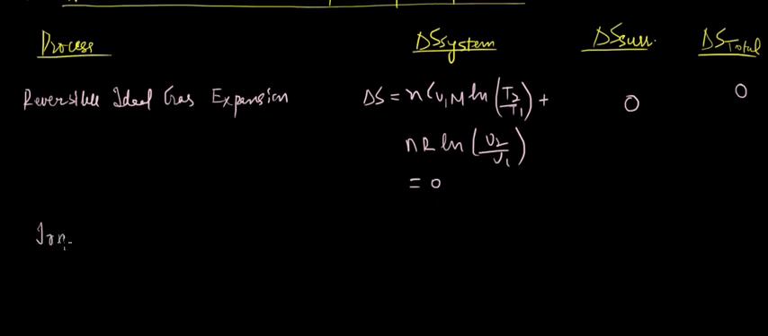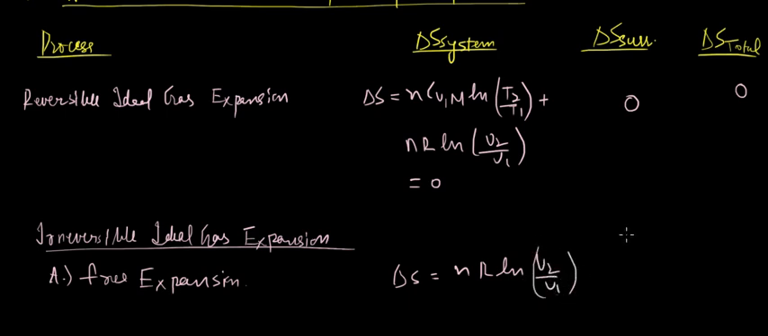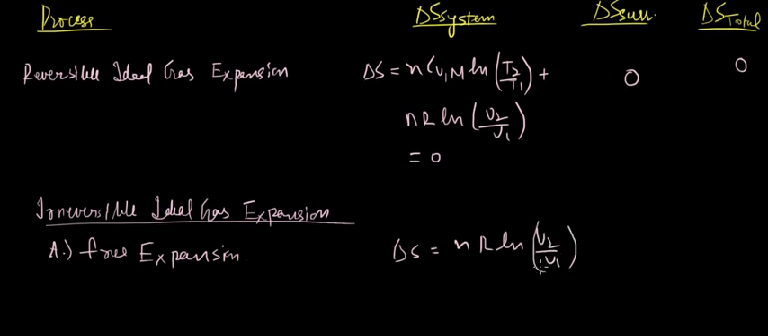Next, let's talk about irreversible ideal gas expansion, and let's take two scenarios. First scenario is free expansion. So in case of free expansion, temperature would not be changing. Hence we can directly write delta S would be equal to nR ln V2 upon V1, and V2 would obviously be greater than V1, so this quantity would be greater than 0. Delta S surrounding would be 0. Hence delta S total would be delta S system plus delta S surrounding, that would be greater than 0.